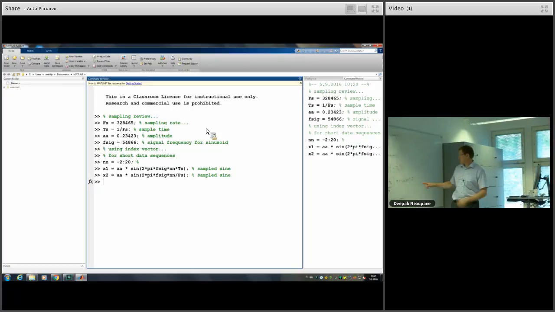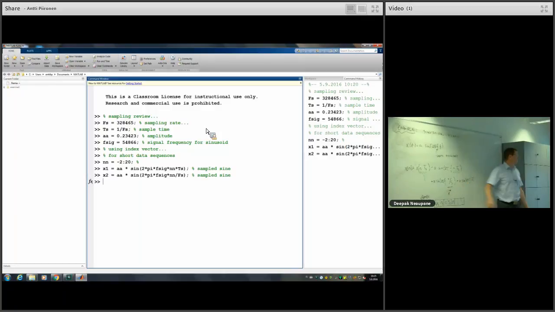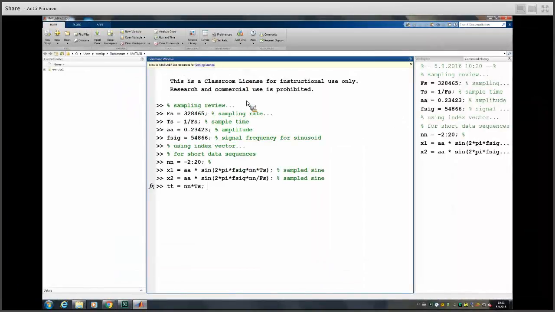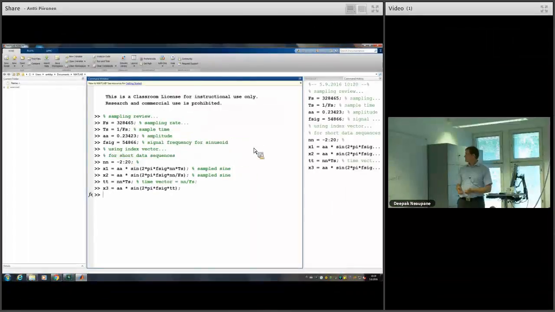Then we could also calculate the time vector tt, for example. That's n times ts, which is exactly the same as n divided by fs. So this is the time vector, the timetable, and use that one instead. So x3 equals a times sine of 2 pi f signal times t. That's the third way. Still the same, does exactly the same thing. There are probably also some other methods. If you find a better one, please use it.